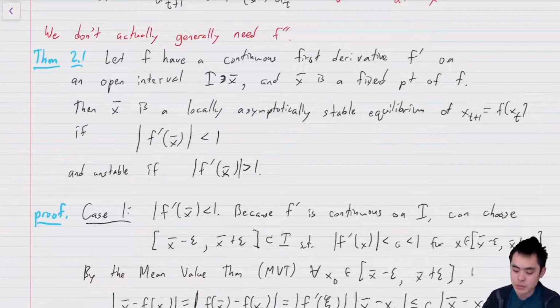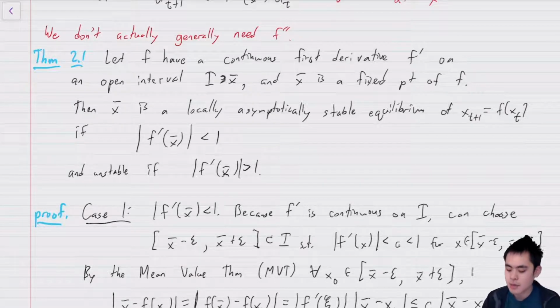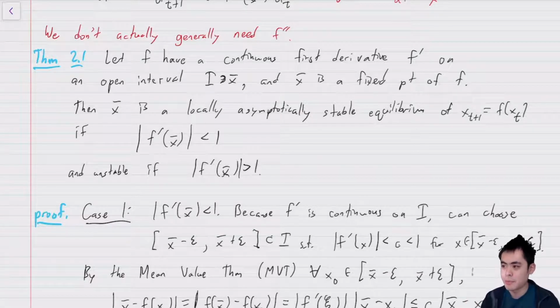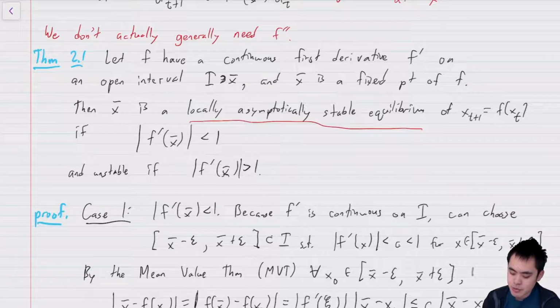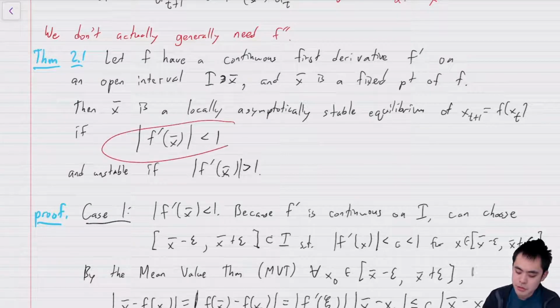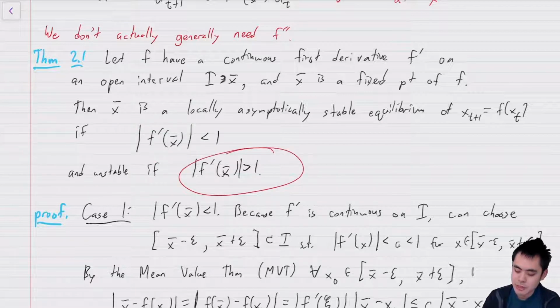Again, it has to be on some open interval, and we need that x bar is in that interval, and that x bar is a fixed point. So the same setup. Well, in that case, we can say that it's locally asymptotically stable if you know that the first derivative has magnitude less than 1. And you know it's unstable if it has magnitude greater than 1.